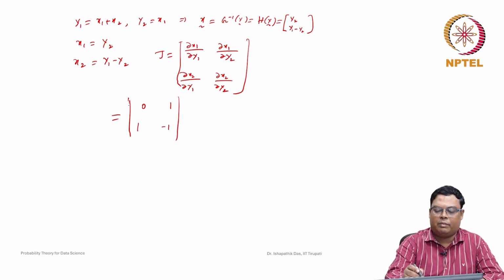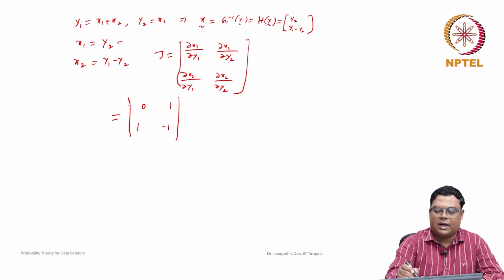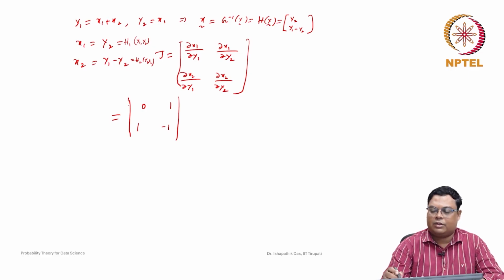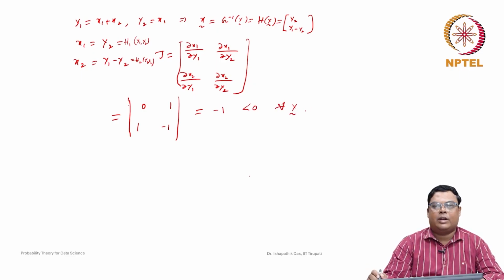Because x1 is a function of y2 only, it can be represented as a component vector h1 of y1, y2, and this as h2 of y1, y2, but h1 is a function of y2 only. That's why the derivative of x1 with respect to y1 is 0. Now this determinant is minus 1, which is nonzero for all values of y. So it is satisfying the condition.